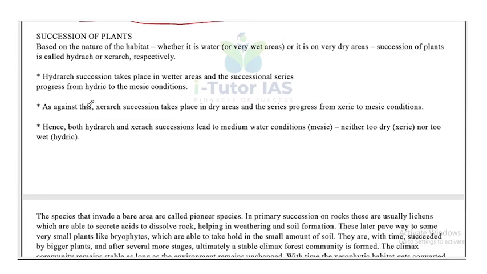Now let's see succession of plants. Based on the nature of habitat, whether it is water or wet areas or very dry areas, the succession of plants is called hydrarch or xerarch respectively. Hydrarch succession takes place in wetter areas, and the successional series progresses from hydric to mesic conditions. Against this, xerarch succession takes place in dry areas, and the series progresses from xeric to mesic conditions. Hence, both lead to mesic or medium water conditions, which is neither too dry like xeric nor too wet like hydric.